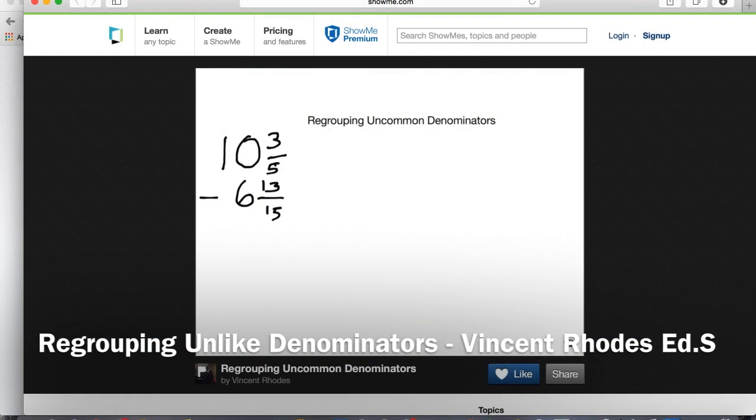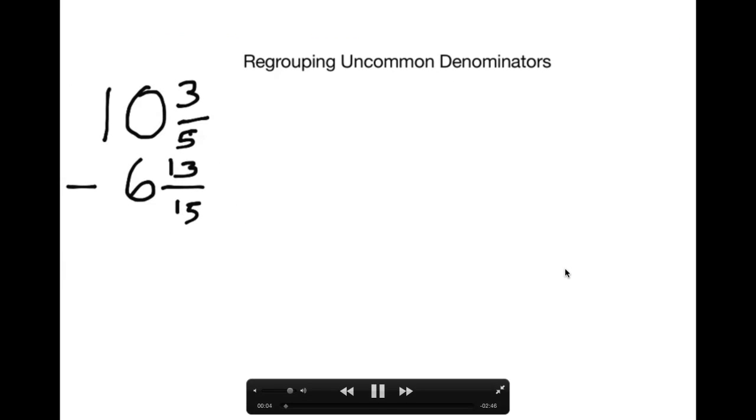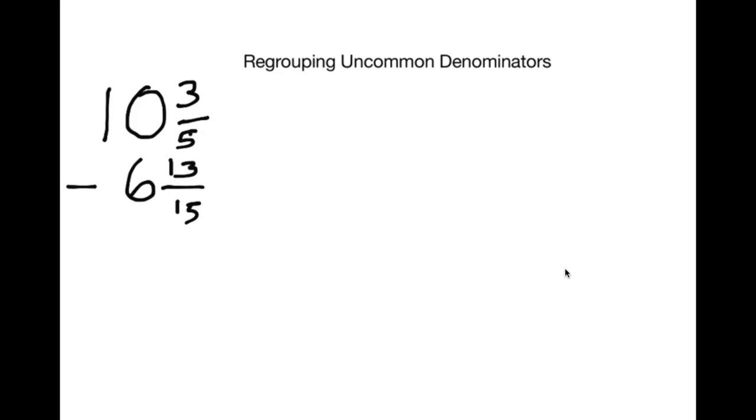Okay, today we were working on regrouping uncommon denominators. And one of the things that we were doing was subtracting these numbers from one another. They came up pretty odd because you can't take 13 from 3. So we'd obviously have to do some regrouping in order to do that. So what we did is first of all, we had to find the common denominator.